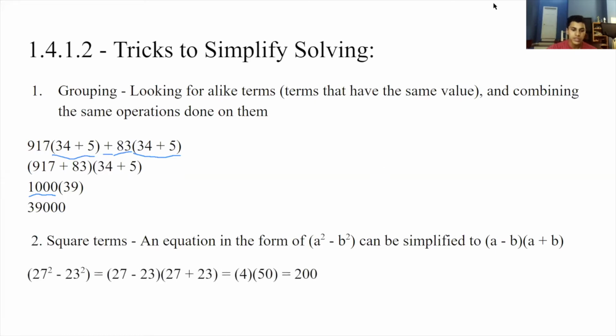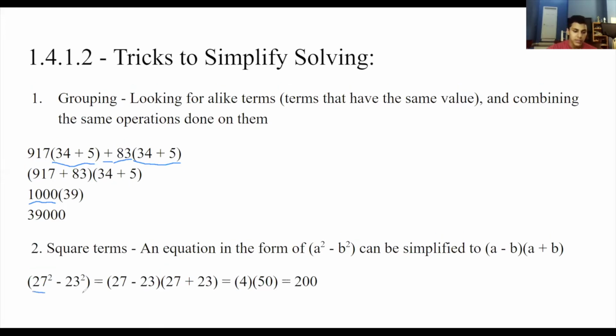So if my equation was 27 squared minus 23 squared, well here I only have two square terms, 27 squared and 23 squared. So I can simplify it to whatever those terms are, minus each other and plus each other. So 27 is my first term and 23 is my second term because they're both being squared. So I can simplify to 27 minus 23, like a minus b here, and to 27 plus 23, like a plus b here, because 27 and 23 are my a and my b.